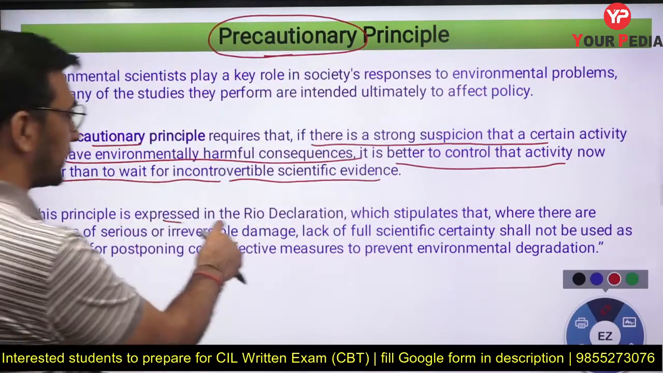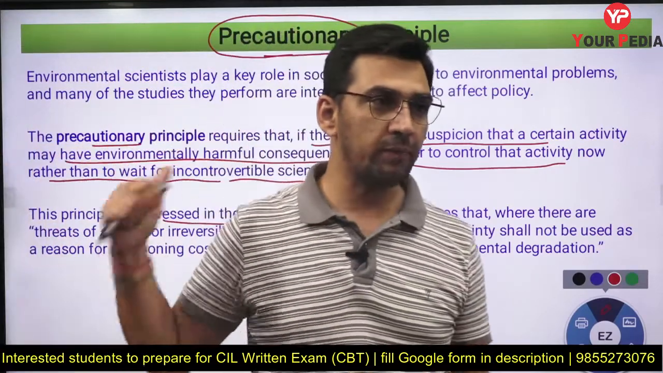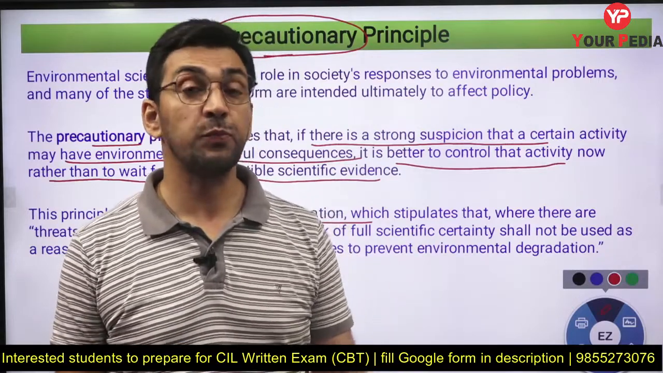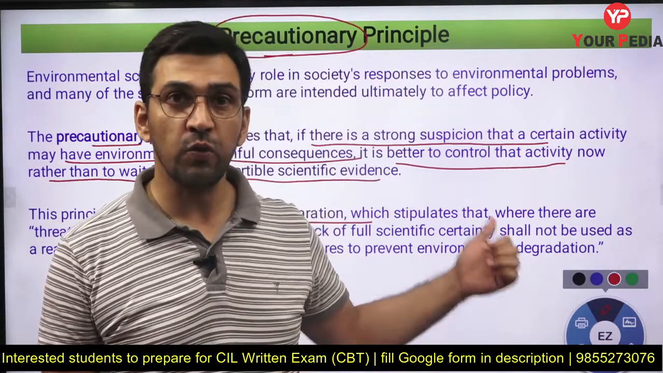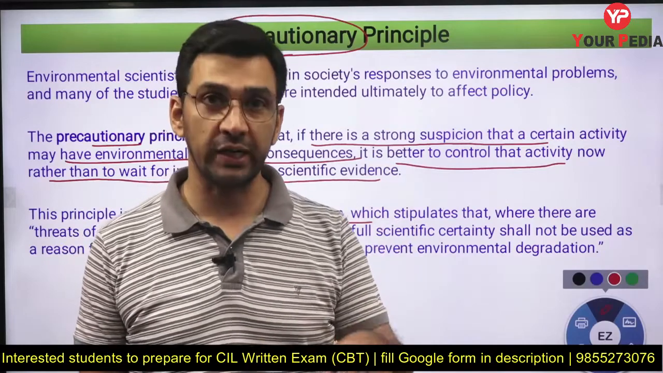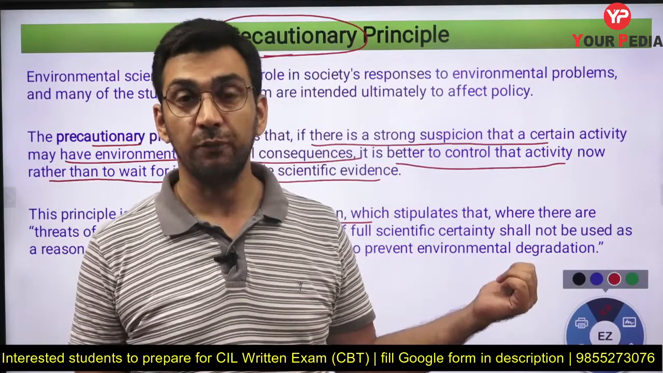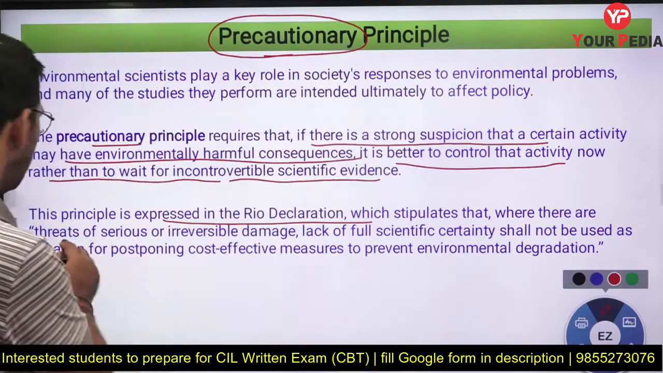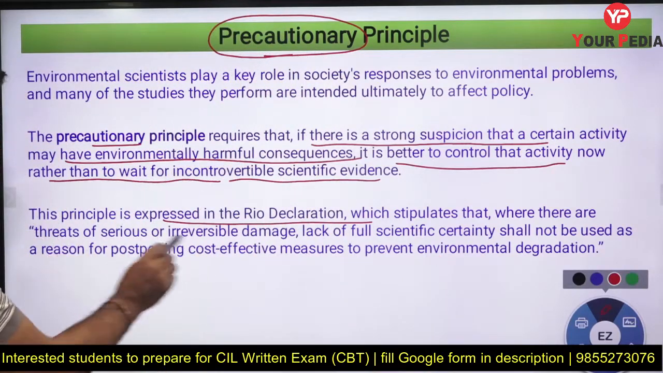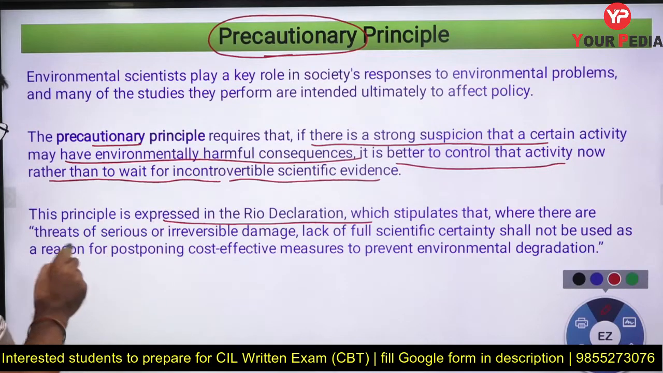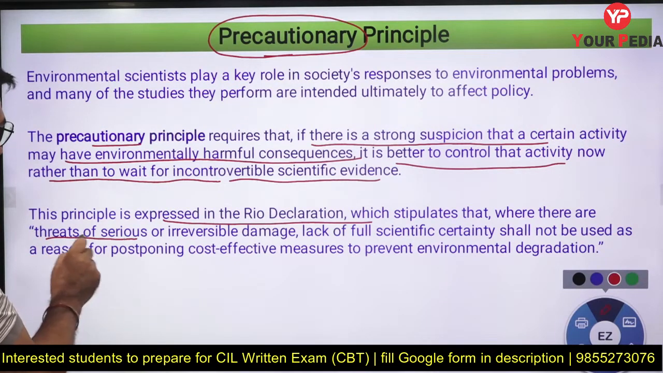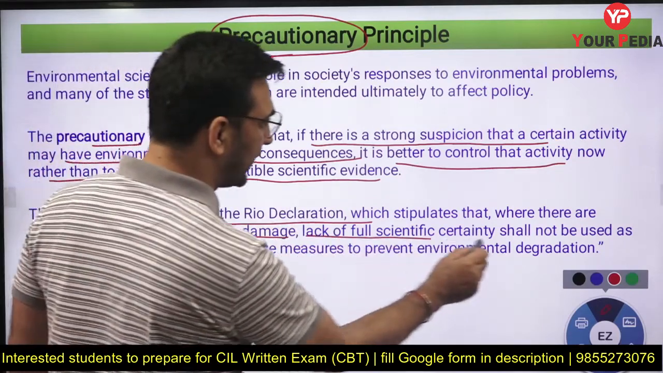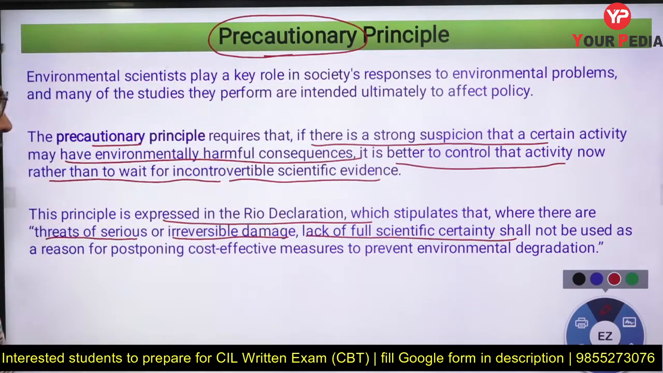The principle is expressed now. Like we talked about the polluter pays principle, which is enshrined in principle 16 of the Rio Declaration, in the same way this principle has also been enshrined in principle 15 of the Rio Declaration, right? These are the wordings used in principle 15: wherever there are serious threats or irreversible damage, lack of full scientific certainty shall not be used.